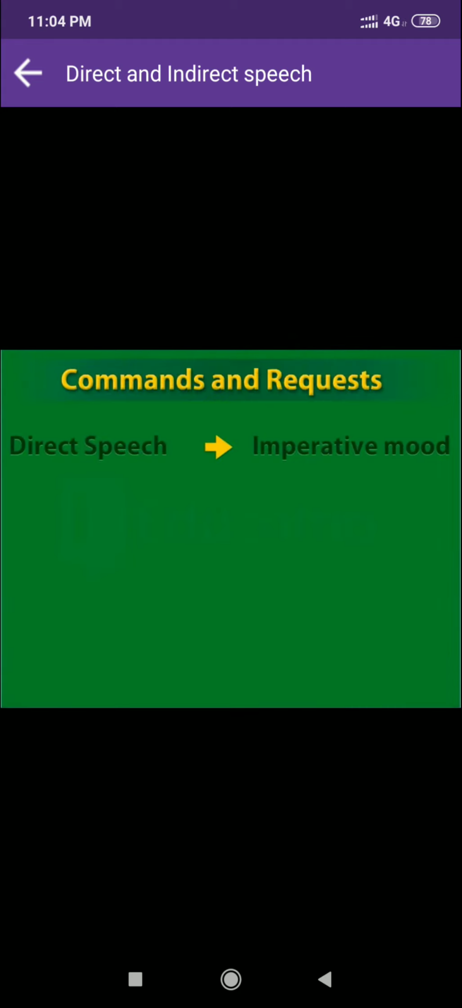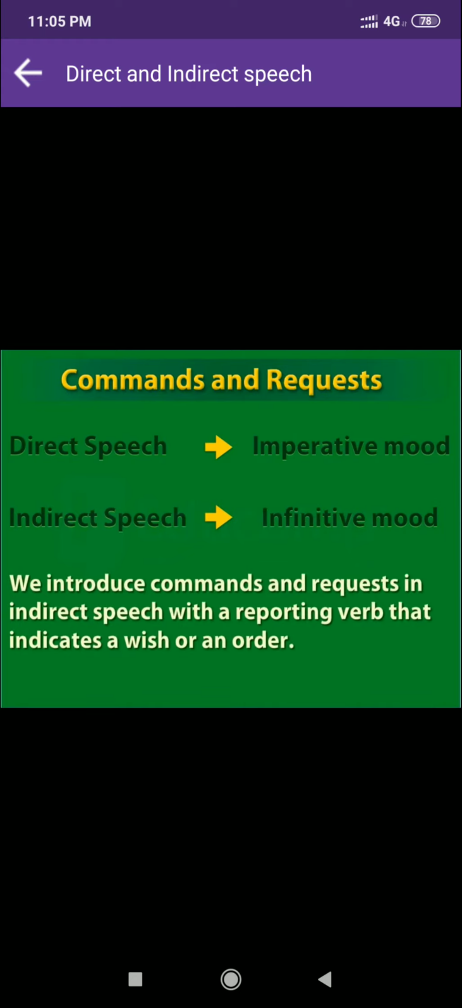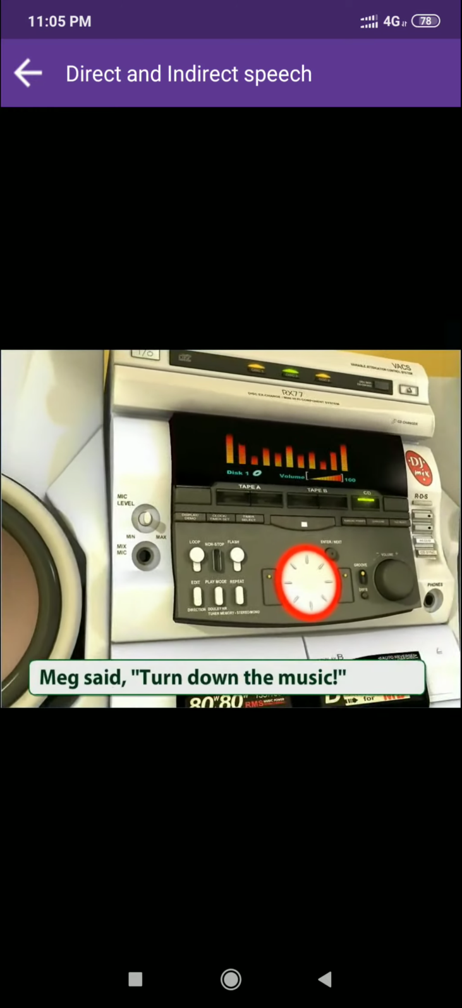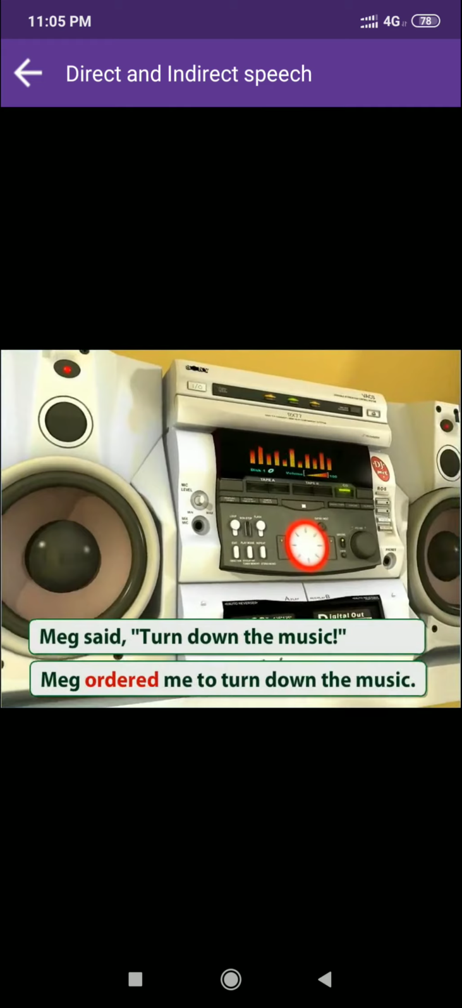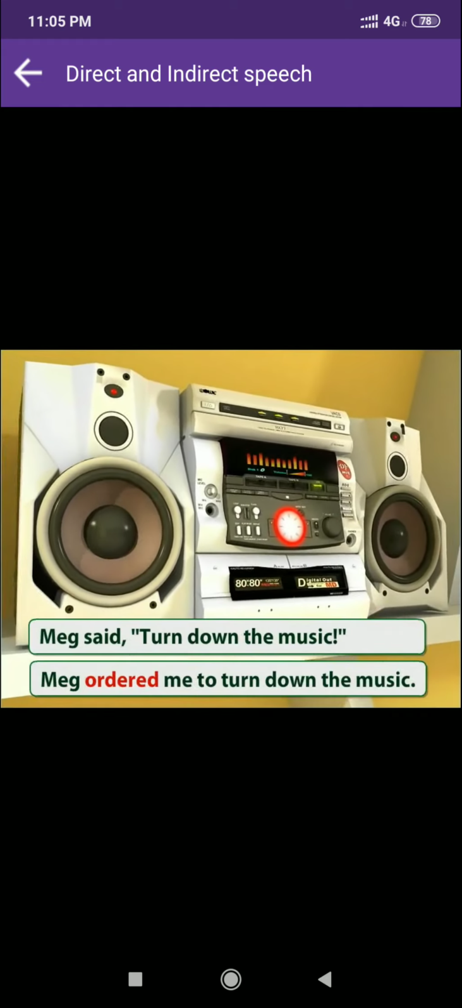Commands and requests. We express commands and requests in direct speech in the imperative mood. We express commands and requests in indirect speech in the infinitive mood. We introduce commands and requests in indirect speech with a reporting verb that indicates a wish or an order. Meg said, "Turn down the music." Meg ordered me to turn down the music.